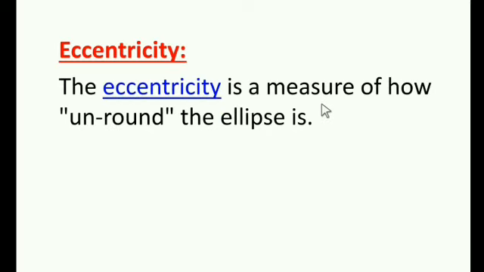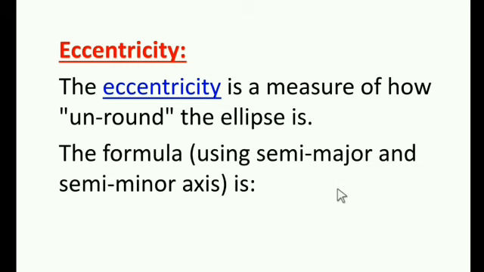The eccentricity is a measure of how unround the ellipse is. It means, what is the value of e when the ellipse is unround. The formula using the semi-major and semi-minor axes is e equals the square root of a squared minus b squared, divided by a. As you are well aware, a represents the major axis and b represents the minor axis.